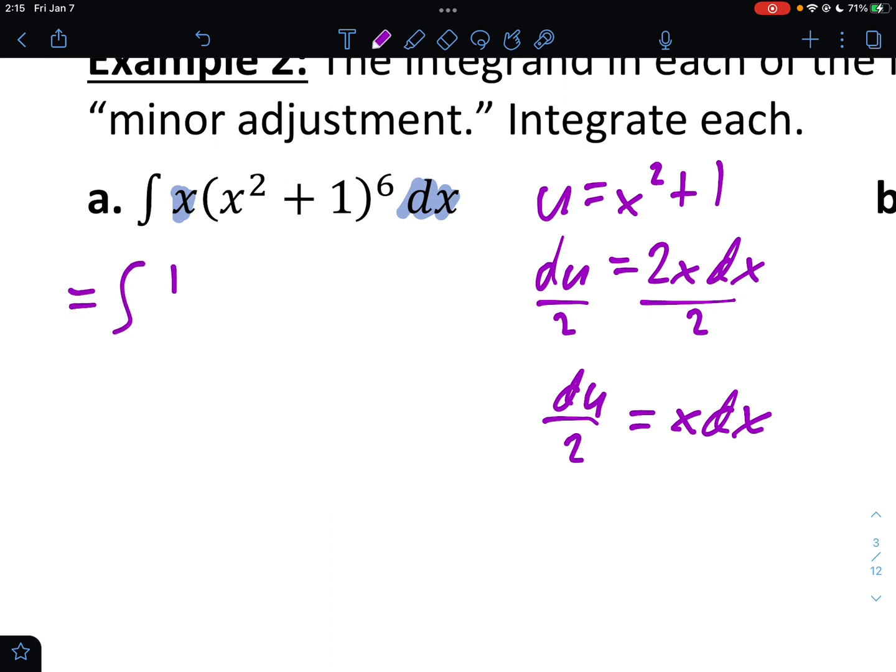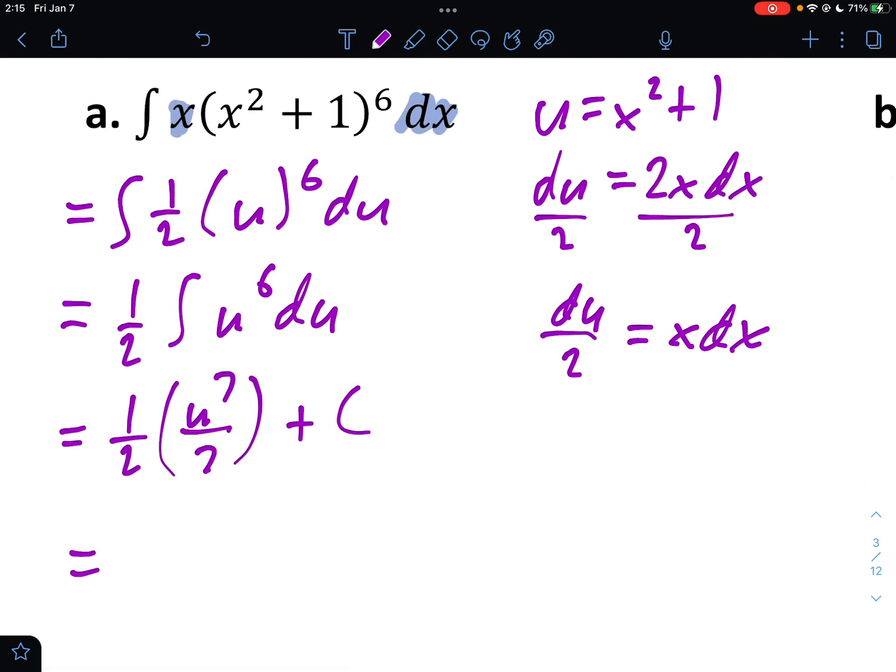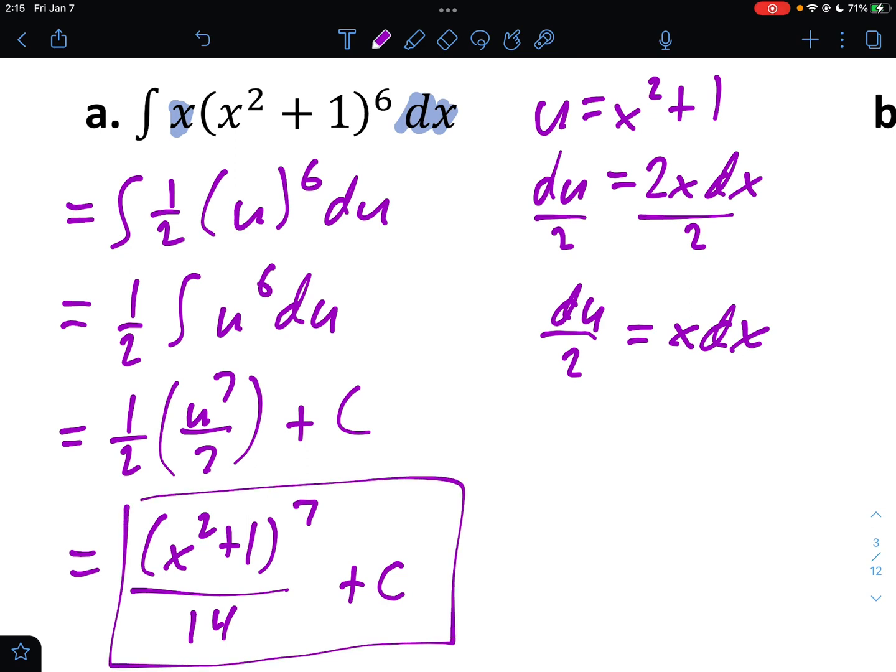So my integral now becomes 1/2 u to the 6th du. And it might be even better to write that 1/2 out in front, u to the 6th du. And now I can take the antiderivative of that, and I get u to the 7th over 7 plus c. So simplifying and rewriting, I get x squared plus 1 to the 7th over 14 plus c. Minor adjustment to get that 1/2 in there.